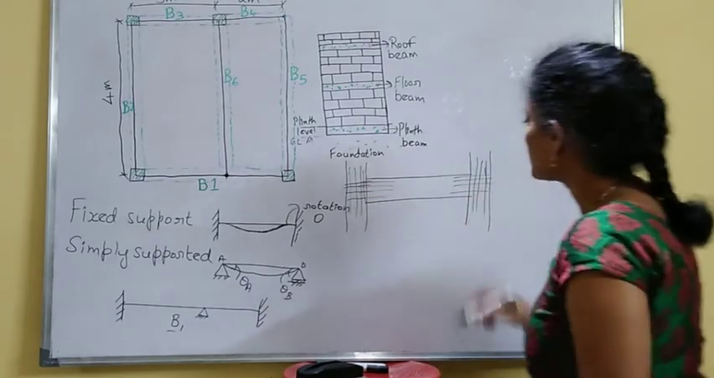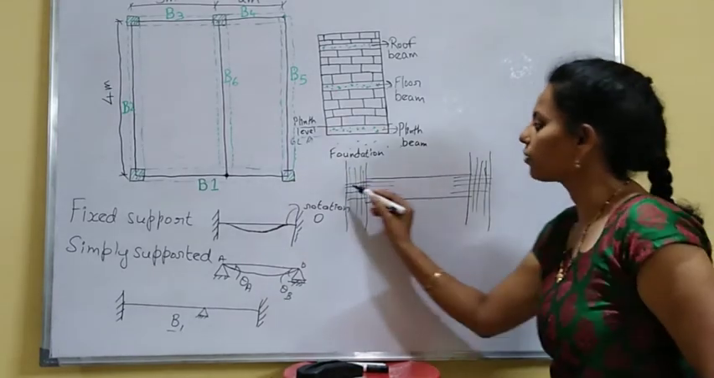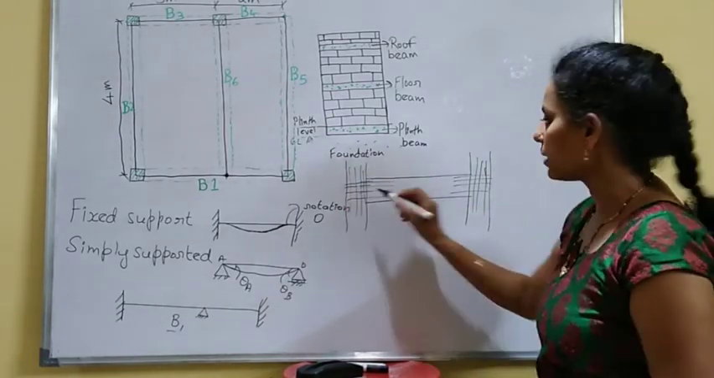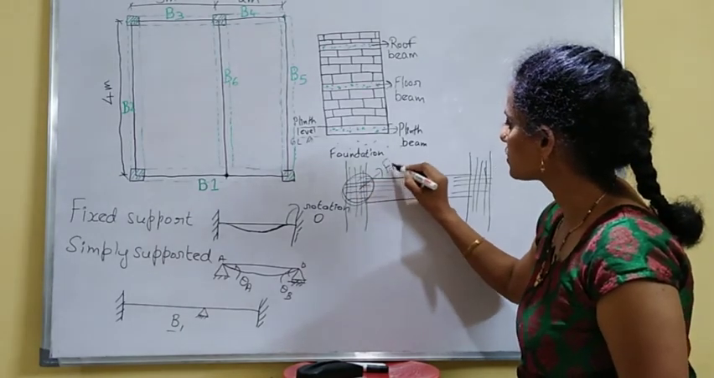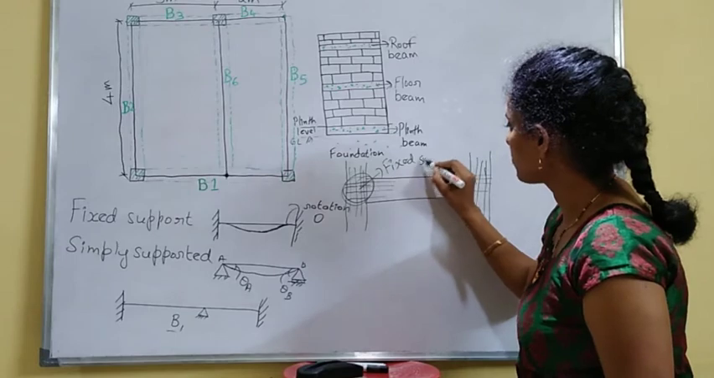Column reinforcement. See here, the rods you have from beam and column are clubbed together. So this is nothing but your fixed support.